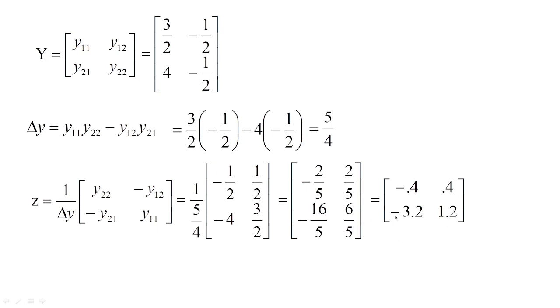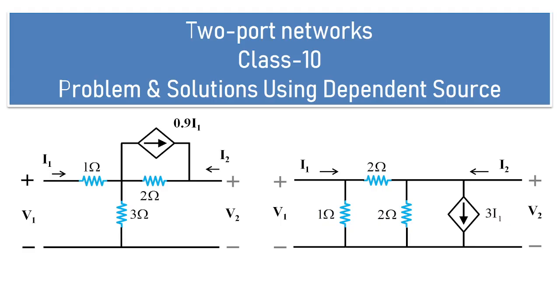The Z parameters we have framed here are quite similar to the values we obtained using the normal Z parameters approach. So this is how you cross check, and this is how you employ different techniques in order to obtain different parameters for a given network. I hope in today's class you have got the idea of how to solve problems involving dependent sources in multiple ways.